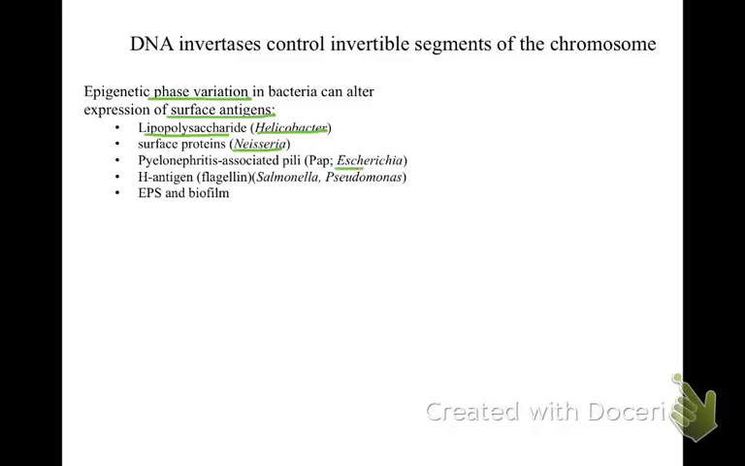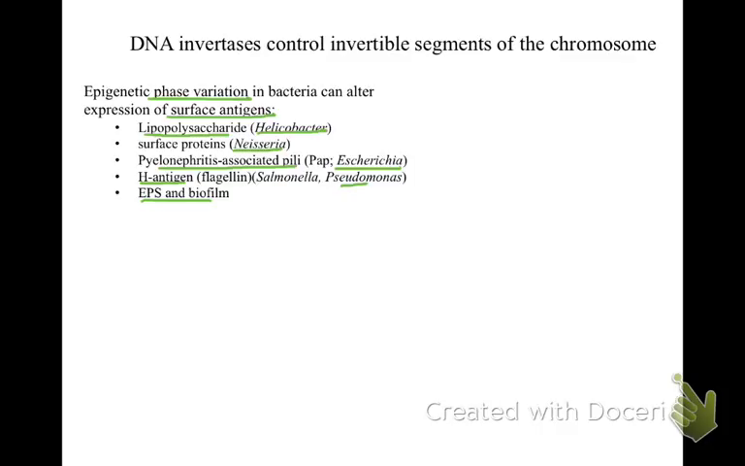Some strains of E. coli produce different types of pili called pyelonephritis-associated pili. This is a modification or a phase variation that involves changes in the pattern of DNA methylation. We'll also go through an example where the H antigen or flagellin in Salmonella and organisms like Pseudomonas can be changed, and finally EPS and biofilm are also subject to phase variation in different organisms.